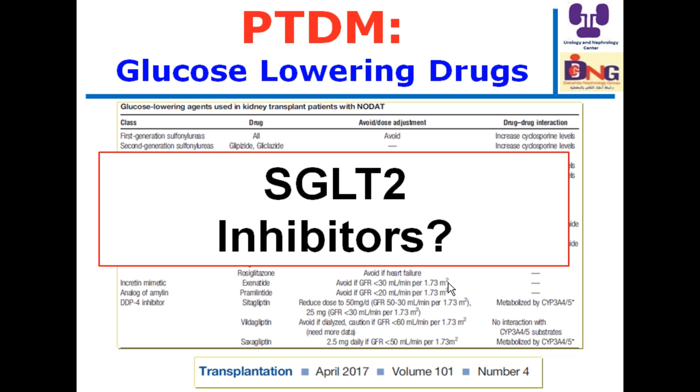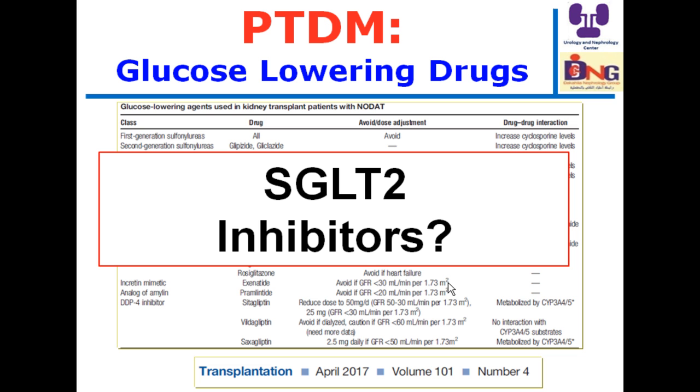First generation sulfonylureas should be avoided because they have many interactions. Second generation sulfonylureas like glipizide and glyburide can be used, but they may increase cyclosporin level. Glipizide, avoid if GFR is less than 50 ml per minute, and it may also increase cyclosporin level. Glimepiride, start with 1 milligram per day, and it may increase cyclosporin level. Metformin, avoid if GFR is reduced.